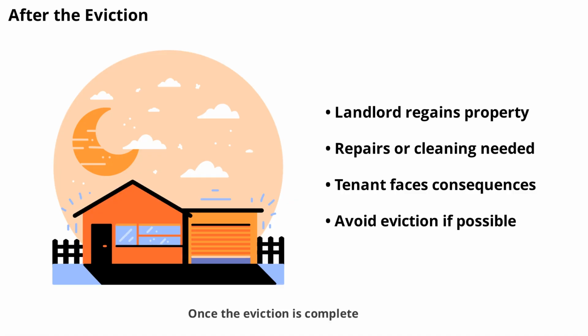Once the eviction is complete, the landlord regains possession of the property. They may need to clean, repair, or change the locks before renting to a new tenant. For the former tenant, eviction can have serious consequences, including difficulty finding new housing and damage to their credit. It's important for both parties to understand the long-term impacts and take steps to avoid eviction whenever possible.